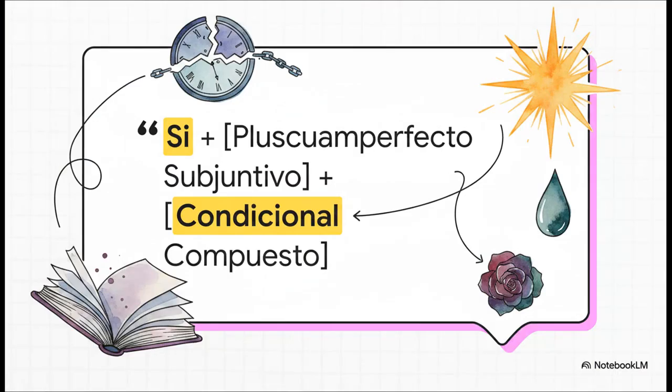All right, section 3, the si hubiera match. Now, this specific combination right here is what we like to call the pareja ideal, the perfect pair. It's a structure that constantly trips up B2 and C1 learners, but it's actually pretty straightforward. It starts with si, meaning if, followed by the pluscuamperfecto de subjuntivo, that's the hubiera part. And then it pairs perfectly with our star of the day, the condicional compuesto. Think of it like a 1-2 punch. The first half sets up the impossible, unfulfilled condition from the past, and the second half delivers the regretful result.